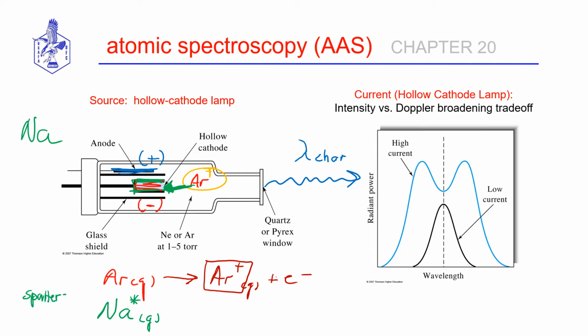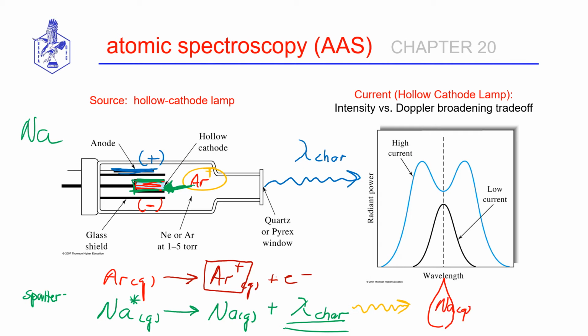At some point, my excited sodium atoms will settle back down to the ground state and in the process emit a characteristic photon of sodium. So now I focus the wavelength coming out of my hollow cathode lamp on my flame where my sodium atoms are sitting, ready to absorb that characteristic wavelength.